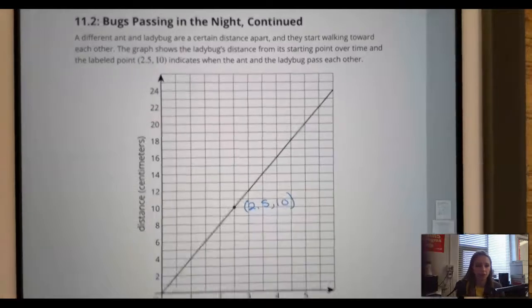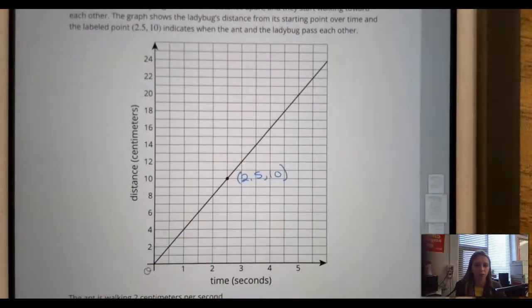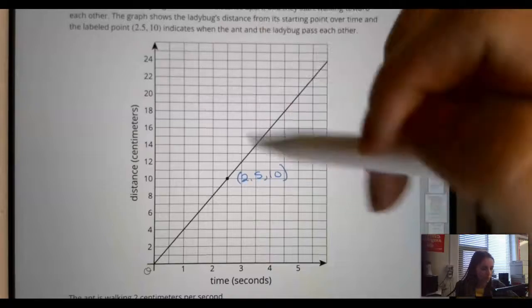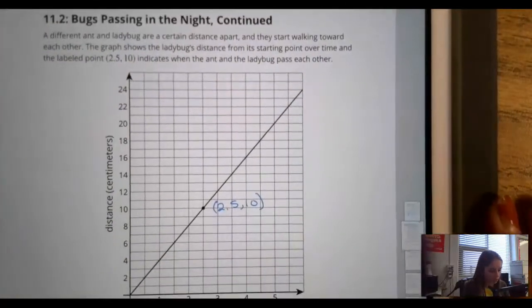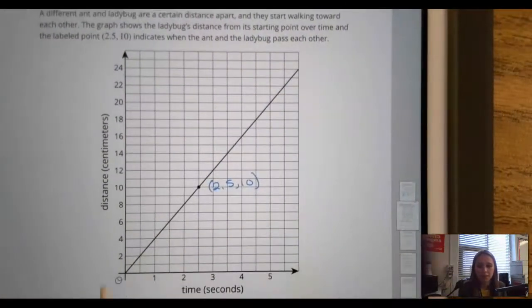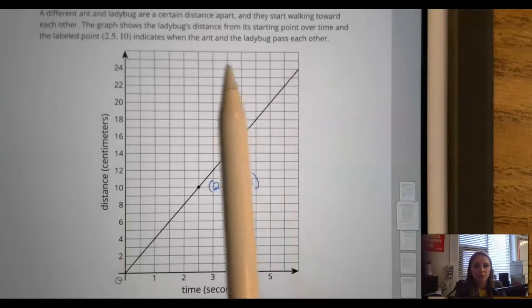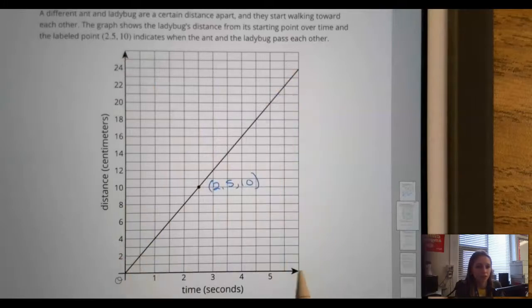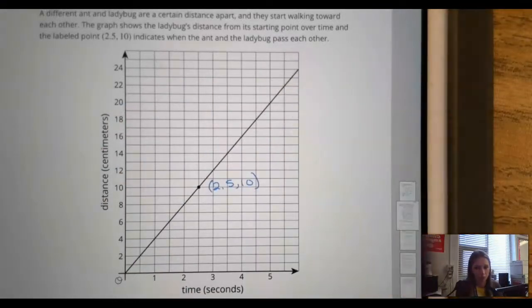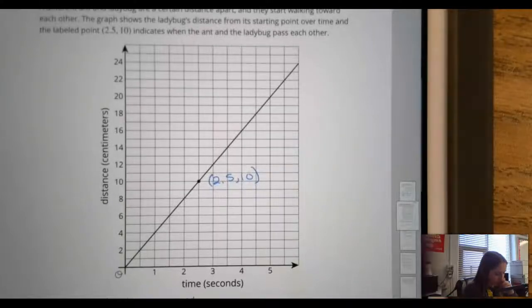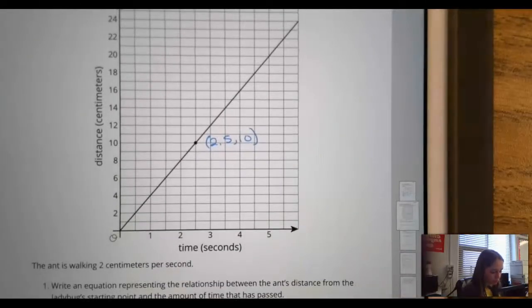Alright, so it looks like the ladybug is walking this direction, and we don't have the line for the ant, but we know that at this point they cross each other. Alright, so just looking here, we can see that the ladybug starts at 0, and then at the end has traveled 24 centimeters, and it looks like it took the ladybug about 6 seconds. Alright, so the ladybug after 6 seconds has traveled 24 centimeters. Alright, so let's go ahead and look down here and see what they want us to do.